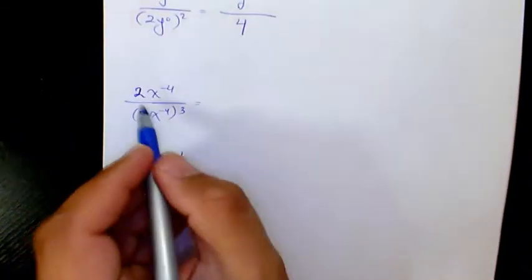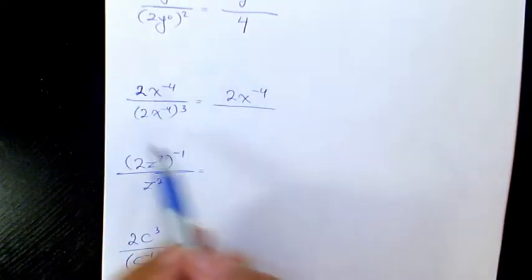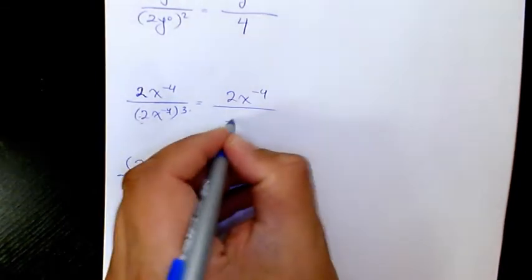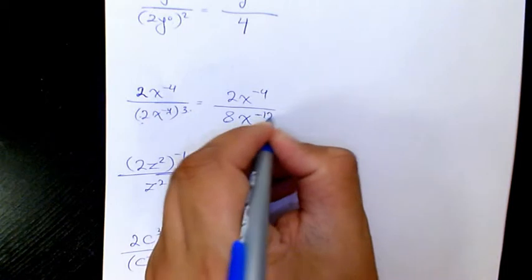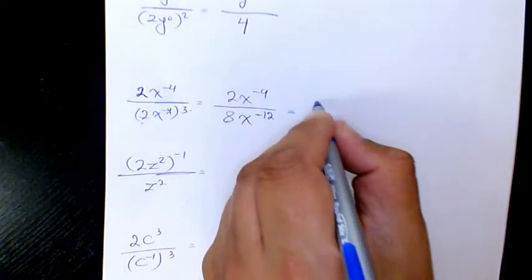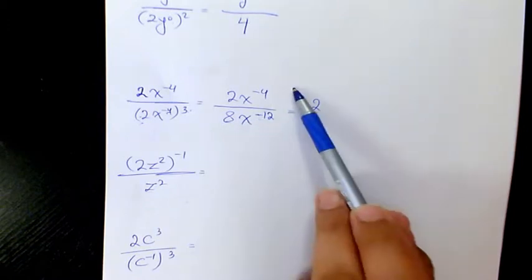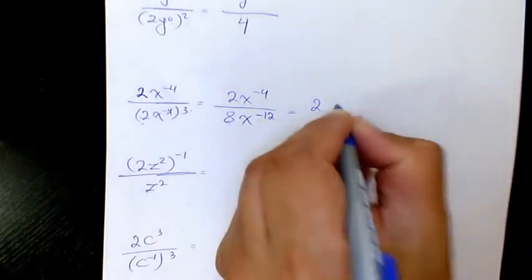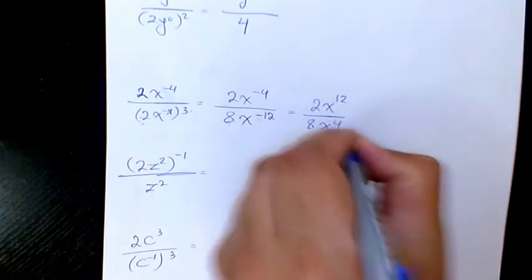Next one. I just write the numerator as is. Here we have 2x to the power of negative 4 to the power of 3. So 2 cubed is going to be 8. x to the power of negative 4 times 3 is going to be negative 12. So it's going to be 2. If I want to make this one positive, I need to move it to the numerator. And same thing for here, I need to move it to the denominator. So it's going to be 2x to the power of 12 divided by 8x to the power of 4.